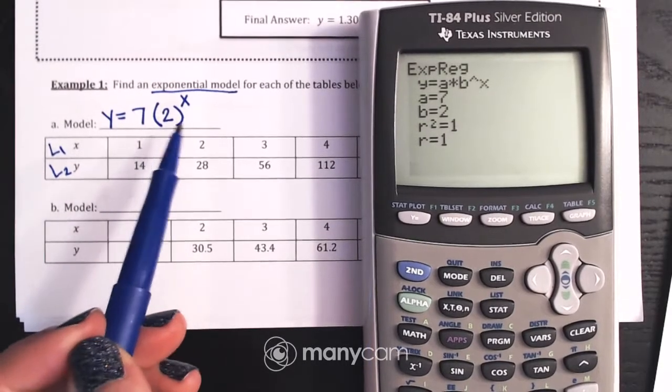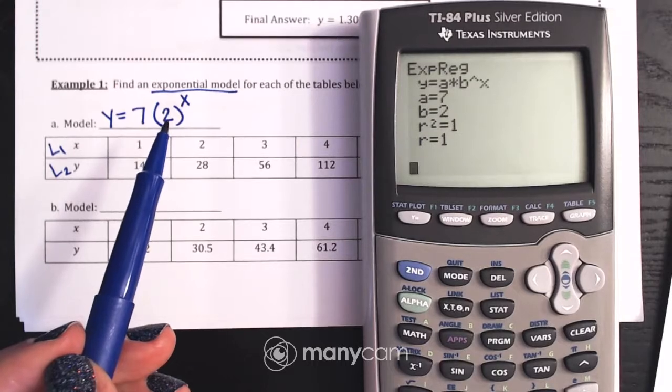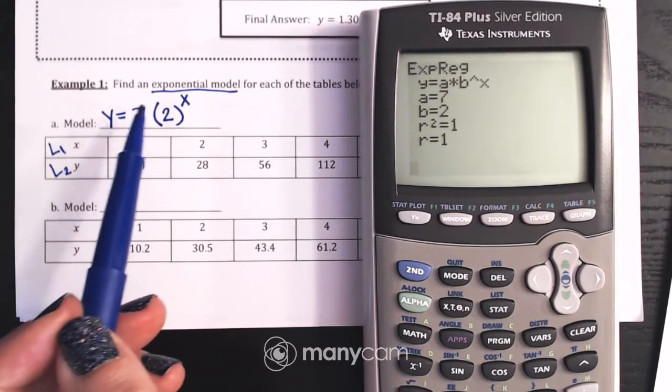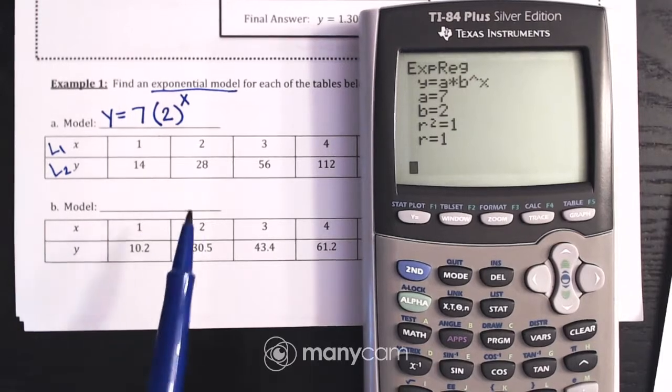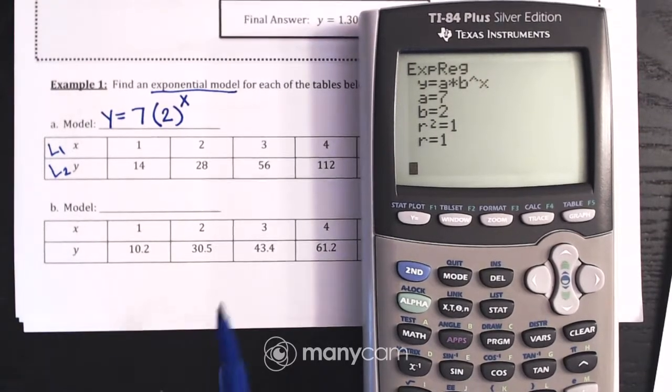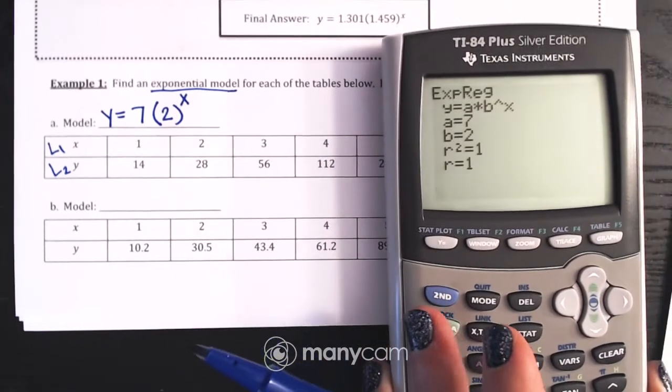Typically the numbers aren't as nice as this one, but this is a good way to start. When we see some real world problems, we have some ugly decimals here because that's just how real life works. So I want you guys to pause the video for a moment, see if you can go back and type in the data set for part B and calculate the model.